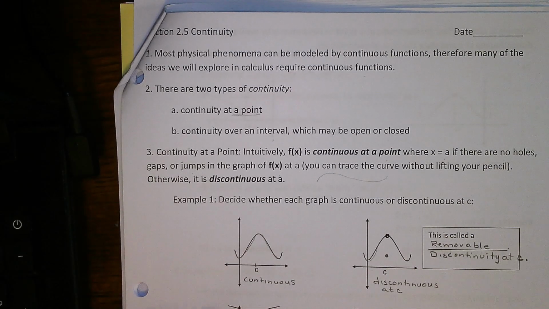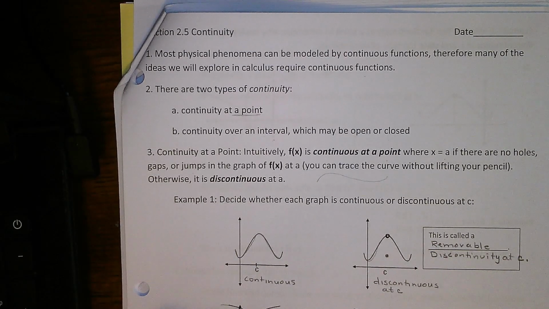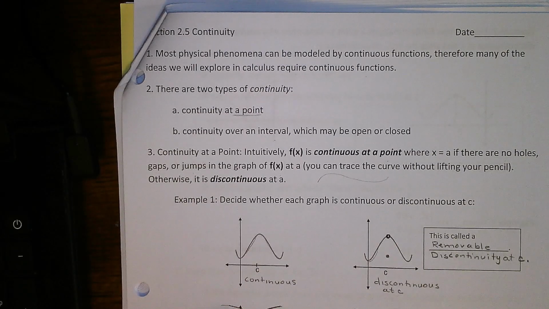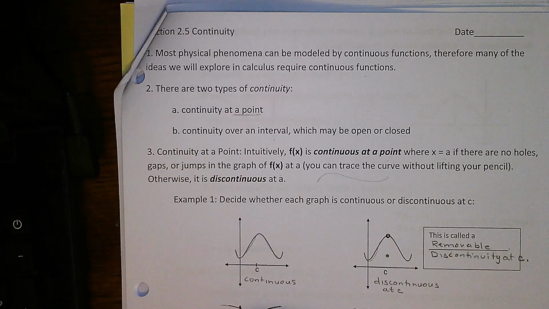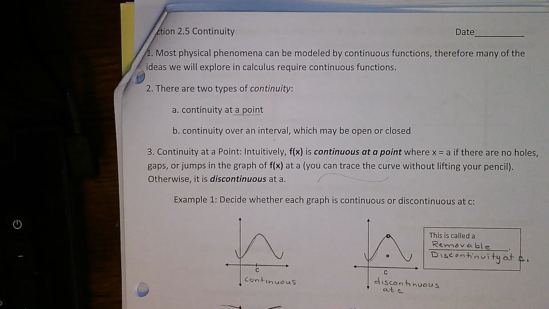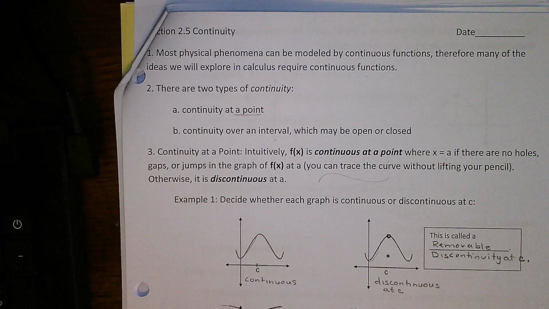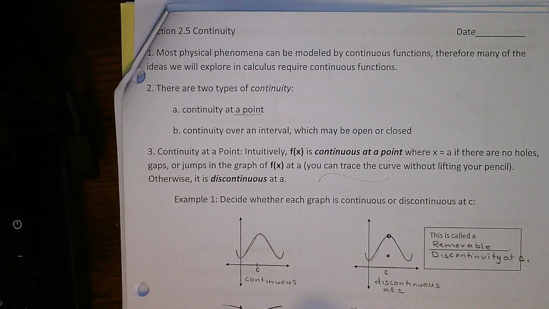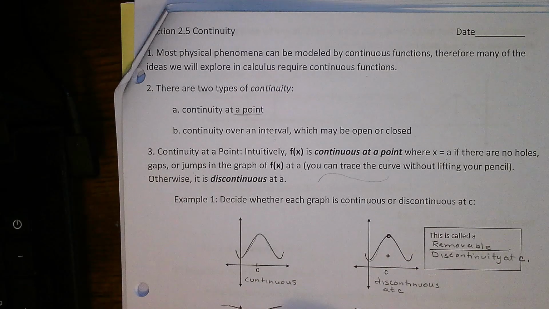Okay, this third one, we're just talking about continuity of a function at a point C. So intuitively, we can see that we do not have to pick our pencil up when we're graphing that. So this is continuous. And then here, if we were going to trace our pencil over this graph, we have to pick up our pencil, drop down here to this point, and then continue with our function. So this is discontinuous at C. This particular discontinuity is called a jump discontinuity.